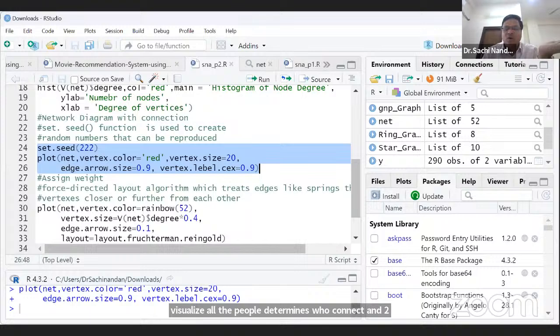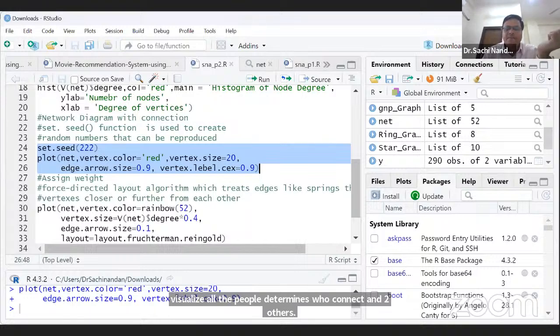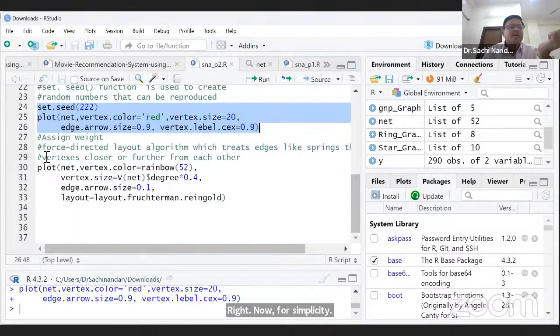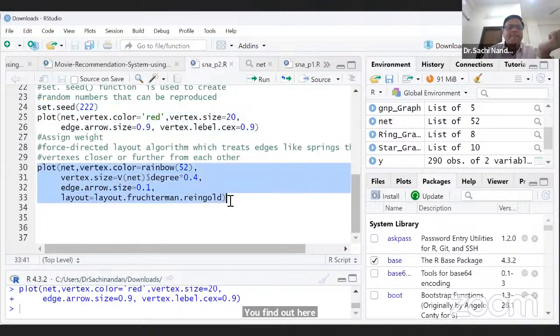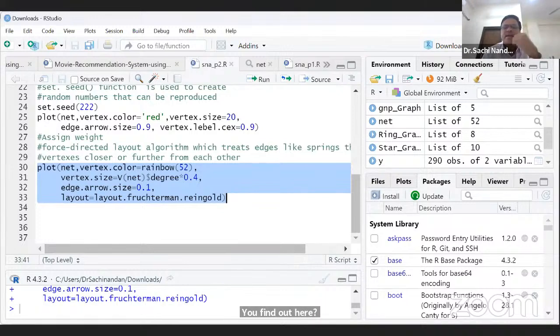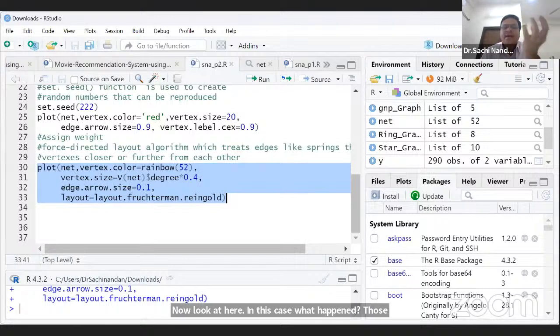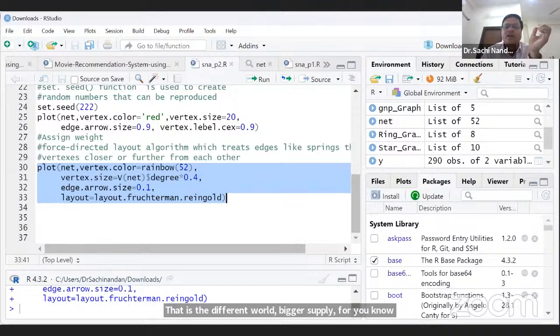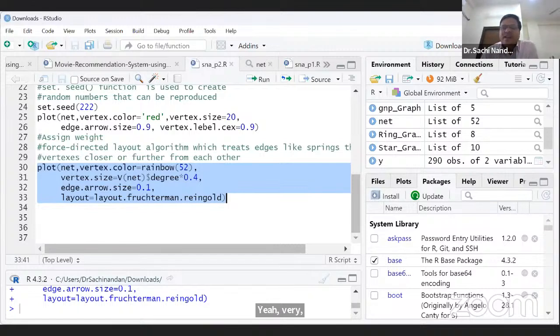Right? Now, for simplicity, you find out here. Now look at here. In this case, what happened? Those entities or node points having more connectivity or a higher degree are shown as a bigger circle. I told you that a bigger circle has more data points. This is the bigger circle having more data points. These are very, very few circles having the lowest data points. That means the degree is very, very less, 1 degree.